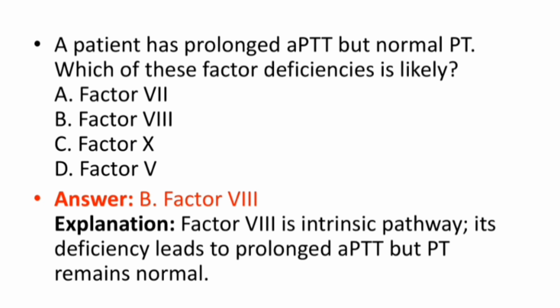A patient has prolonged activated partial thromboplastin time but normal thrombin time. Which of these factor deficiencies is likely? Option A factor 7, option B factor 8, option C factor 10, option D factor 5. The correct answer is option B, factor 8. Factor 8 is in the intrinsic pathway. Its deficiency leads to prolonged activated partial thromboplastin time but normal thrombin time.